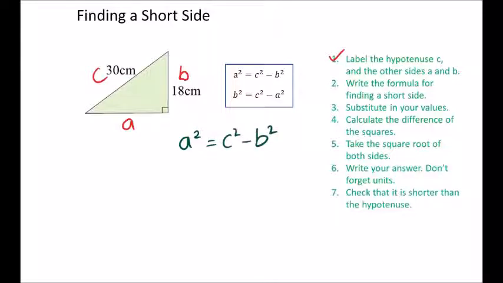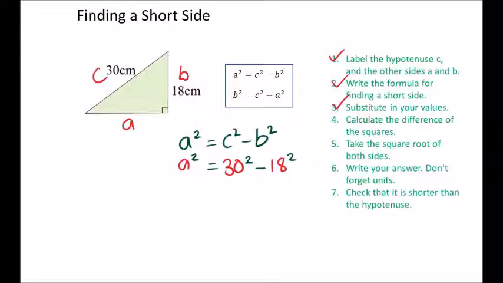Our next step is to substitute in our values. We don't know what A is, so we leave that as A squared. That's what we're trying to find. Equals C squared. Our C is 30, minus B squared, and our B is 18. So we substituted in the values.